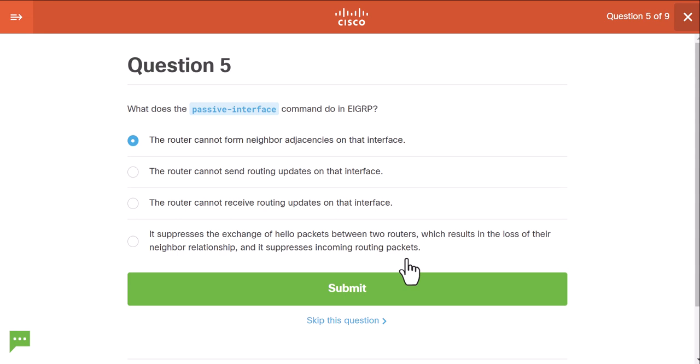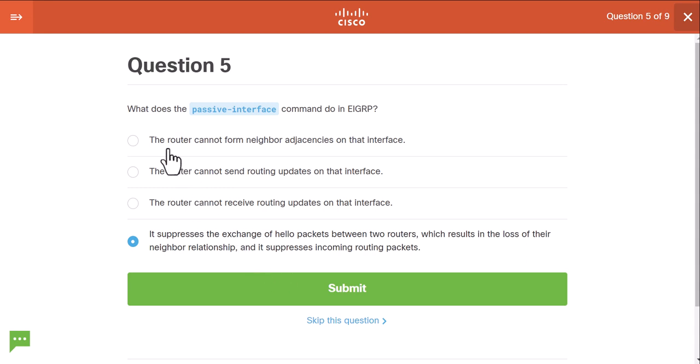To me, these two options look pretty much the same. I'm not sure if it specifically suppresses incoming routing packets. Well, it will be ignoring them, I guess. I see these two options as equal, to be honest. I do not see any particular difference between them. Suppresses the exchange of hello packets between two routers, which results in the loss of the neighbor relationship, and it suppresses incoming routing packets.